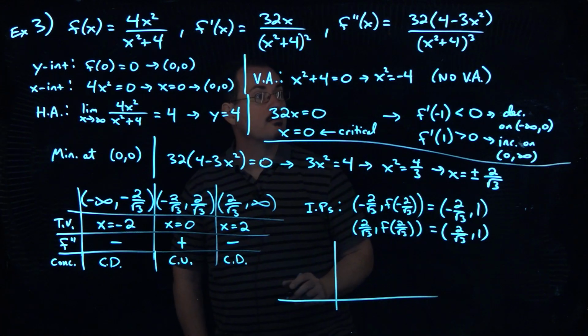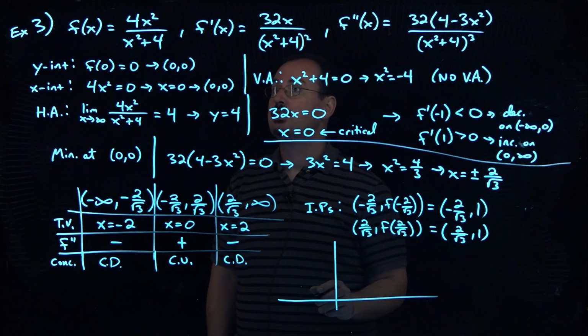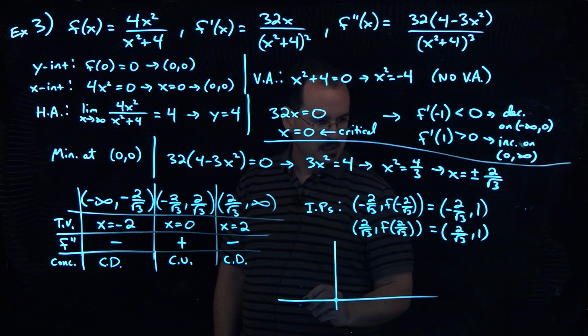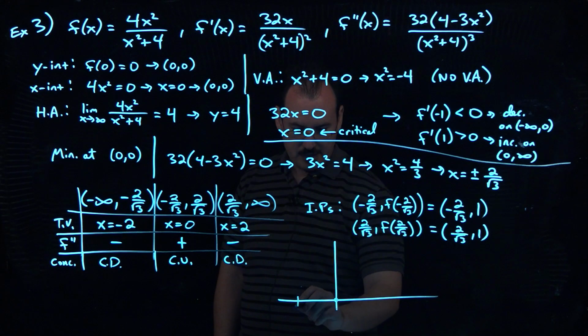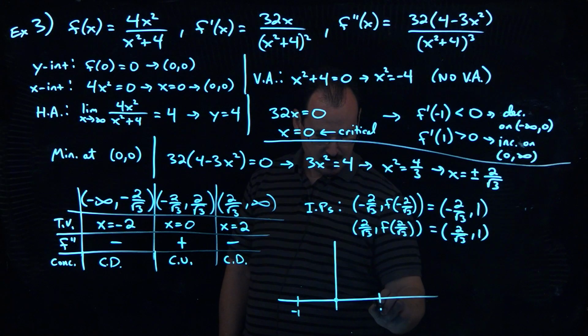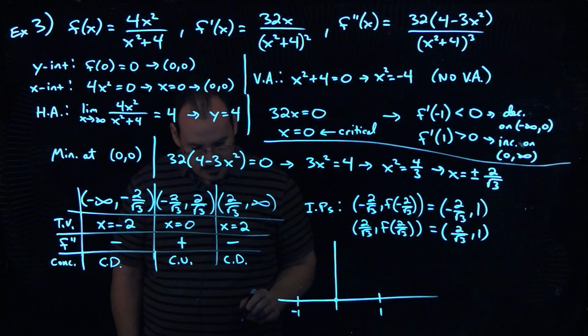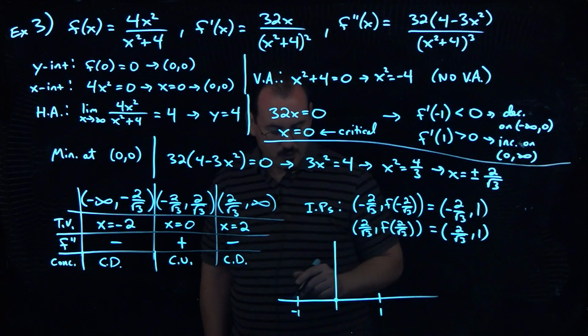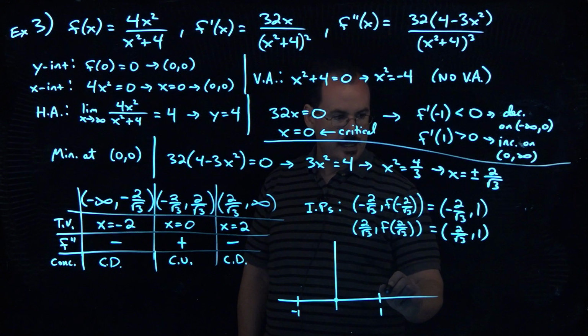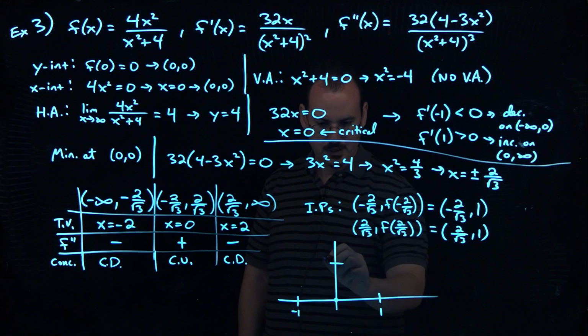All right, so some important values that we found here. 0, 0 obviously is an important value. And then we've got these inflection points at negative 2. I'm going to make this negative 1 down here. I'm going to make this positive 1 over here. We found that those decimal approximations were about 1.15, about 1.2. So I know I'm going to have an inflection point at, let's call this 1 up here.